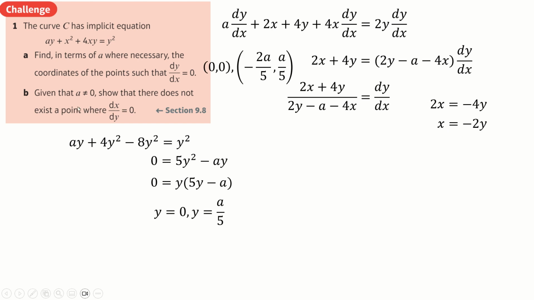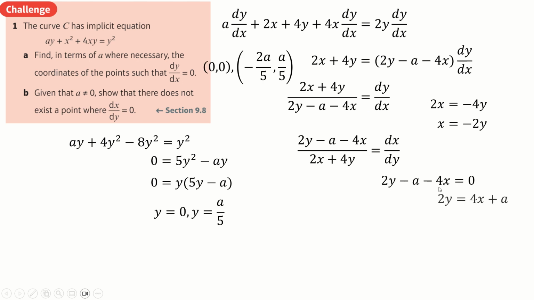Given a isn't 0, show that this is never true. So, okay, well, dx by dy is just this flipped over, so we'll flip it over. And for that to be 0, we need this to be 0 as the same as was before. Okay, well, we can rearrange that. I decided to do this for y. I'm not really sure why I did that. I just did. So, okay, well, if I halve that, I get this and put that into there.